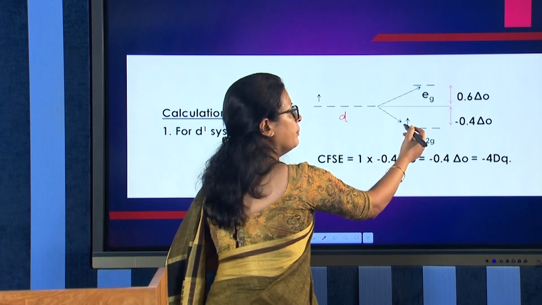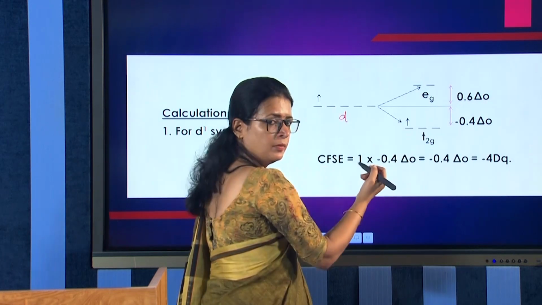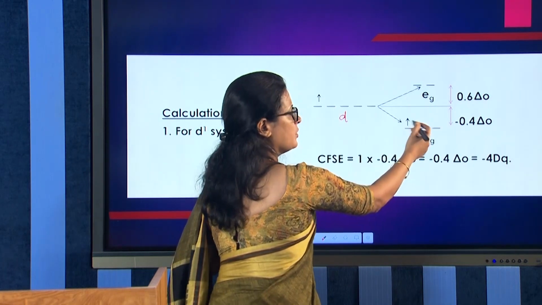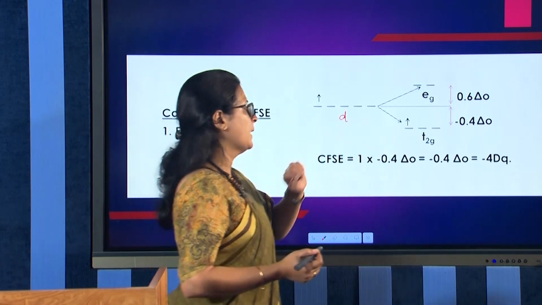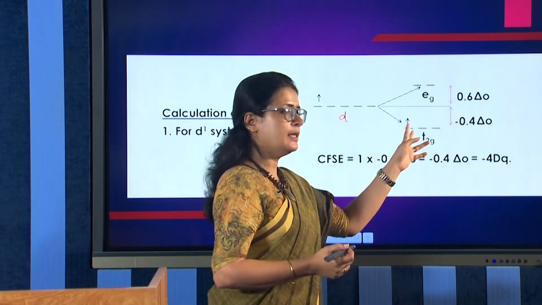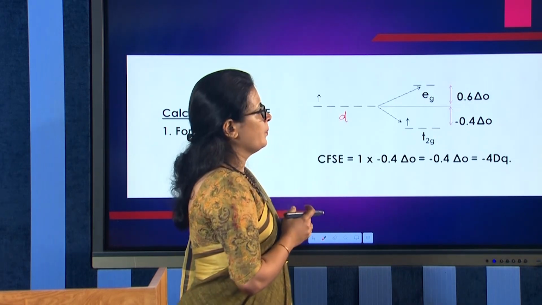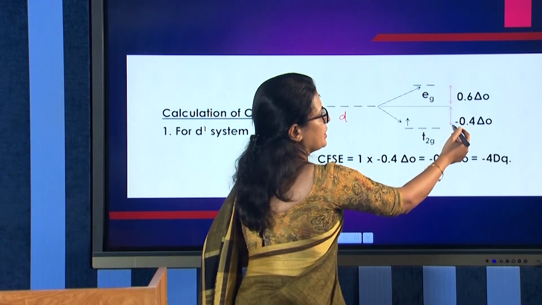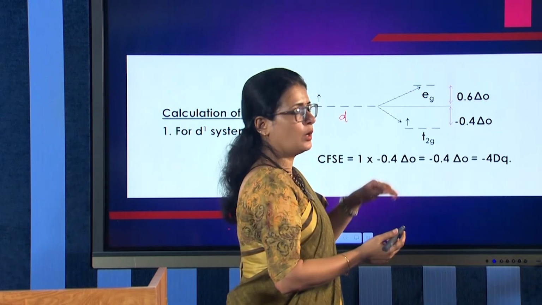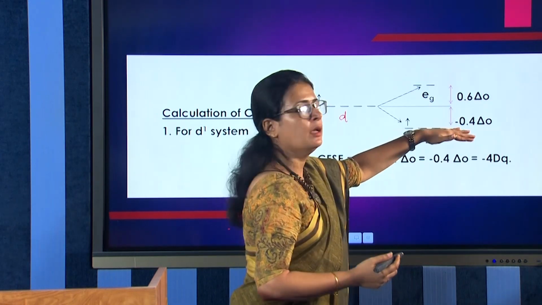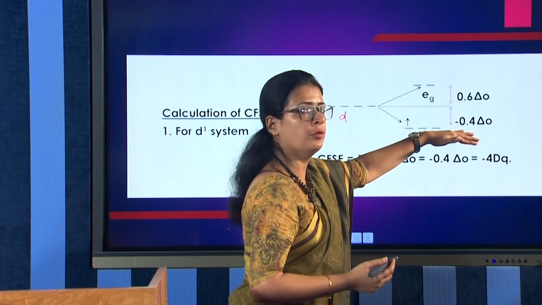So, this electron will go to here or here or here. You can write, for simplicity I am writing it here, because all three of these are degenerate, all three have the same energy. Now, you have the stabilization energy of minus 0.4 delta O. This is stabilized by this amount, minus 0.4 delta O.